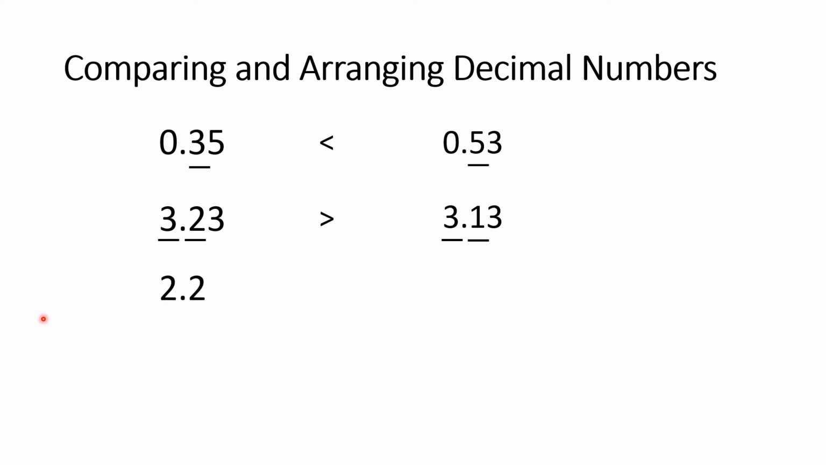Next, we have 2.2 and 2.20. So once again, meron siyang whole number. So let's start with comparing the whole numbers. So we have 2 and 2. And then we have 2 and another 2. So let us proceed to the next digit. So we have 0 and we have nothing here. So in this case, they are both equal because 0 also means nothing. So therefore, 2.2 is equal to 2.20.